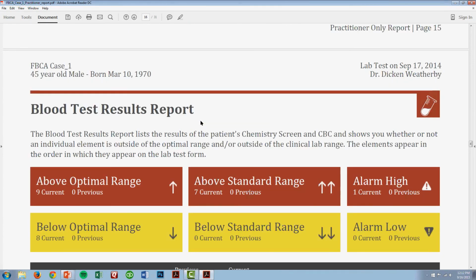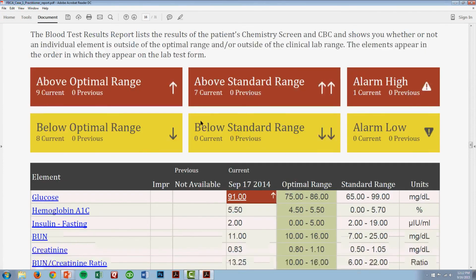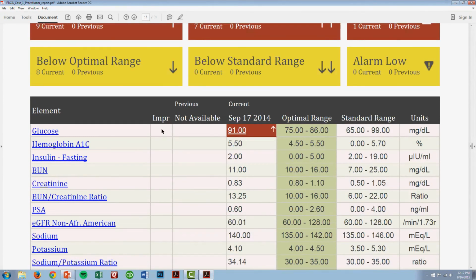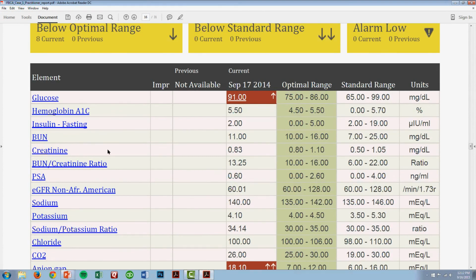This is where the software really comes into its own. This patient's only had one test done, so we can't really compare before and after. But if there was a previous test, it would be put here in this left-hand column, and we would give an indication of whether or not there's improvement with an up or down thumb.